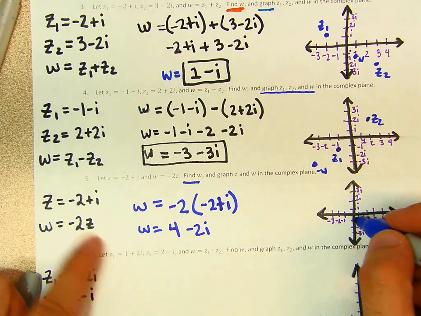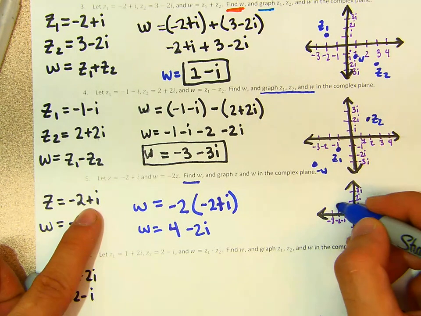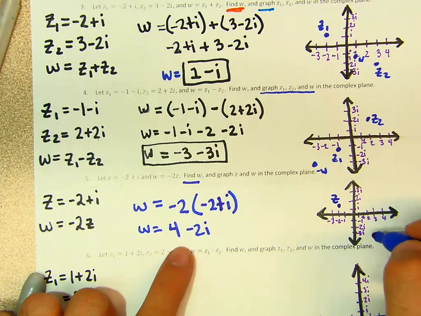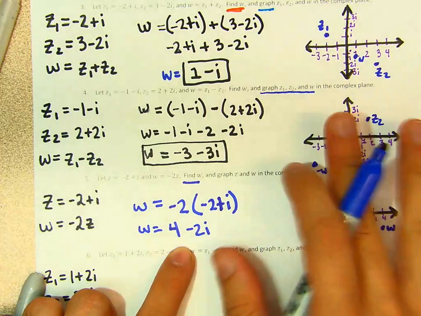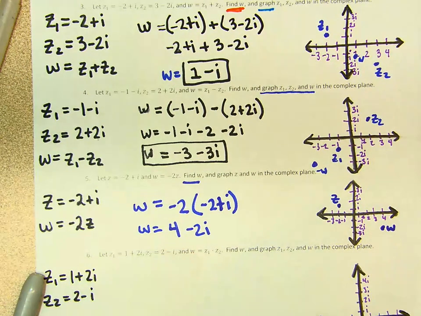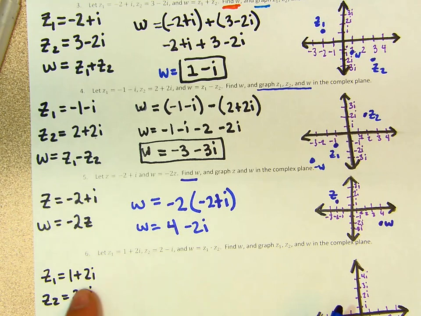And if I were to graph this, where is my z? z is negative 2 plus i. Negative 2 plus i is right here. That's z. Where's w? It's 4 minus 2i, down here. That's w. Okay? If you feel like this is very fast, just take your time, pause the video, and go with it. Here, my z sub 1 is here. My z sub 2 is here.